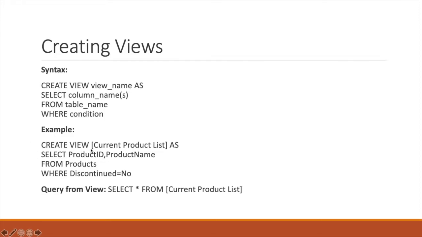Okay, over here you can see the create view, and the view का नाम दीजिए current product list as select product id, product name from products where discontinued is equal to no. तो अब ऐसे प्रोडक्ट्स नहीं गए उस व्यू में जो कि डिसकंटिन्यूड है, सिर्फ वो प्रोडक्ट गए जो कि अभी इस टाइम चल रहा है. तो you can put the where condition also along with it.